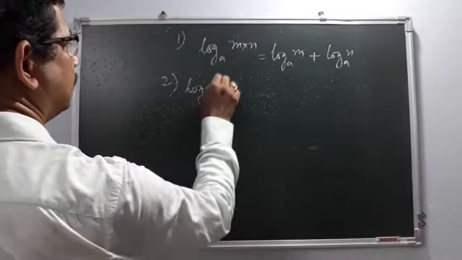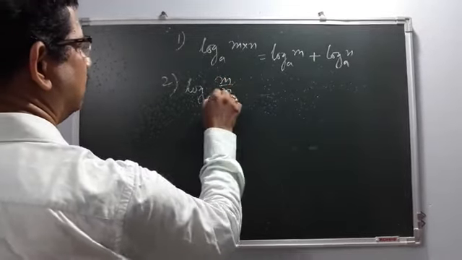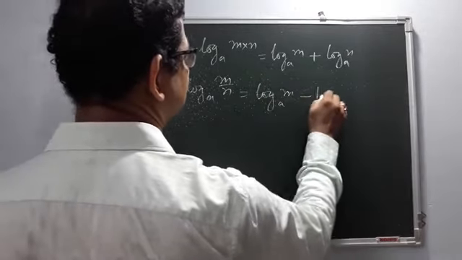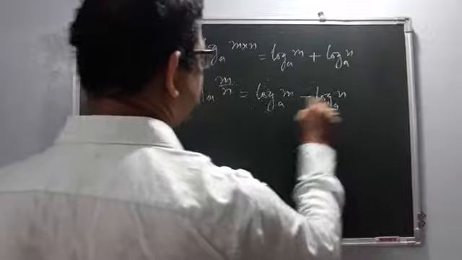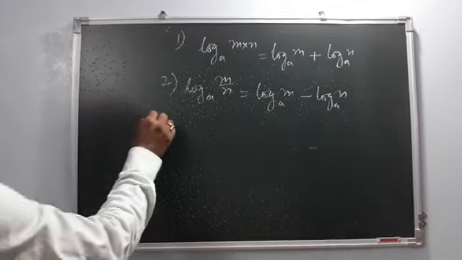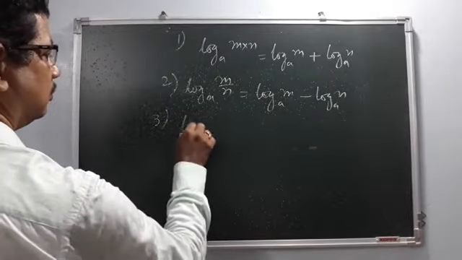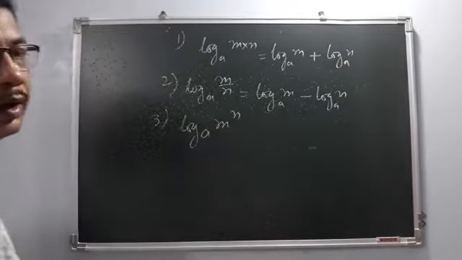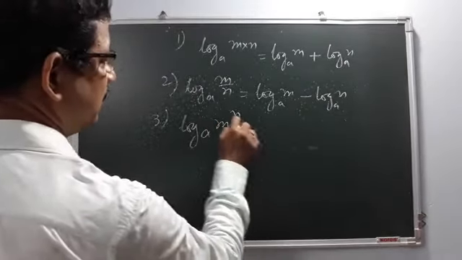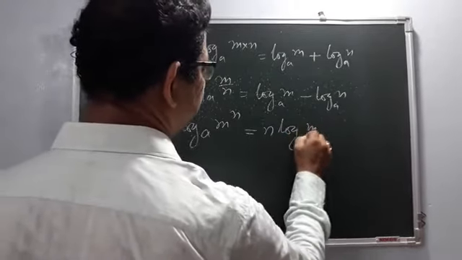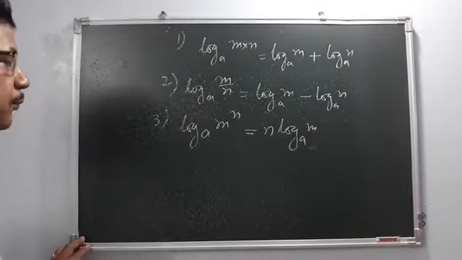If it is like that, then what I have done is just given a minus sign. So you see that I have given the minus sign. Now if it is m to the power n, the power will come in front. It is the property of log. He has asked, that's why I am showing.